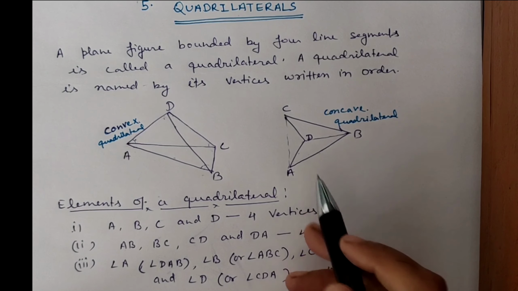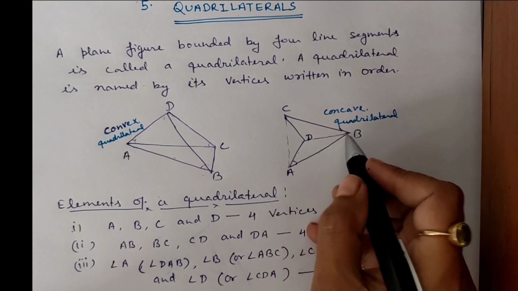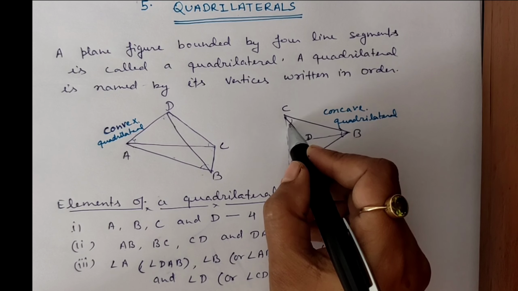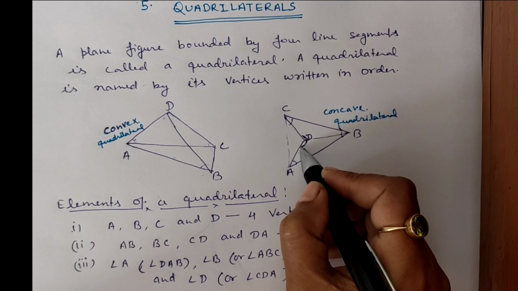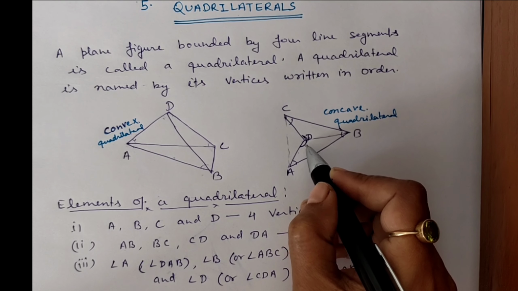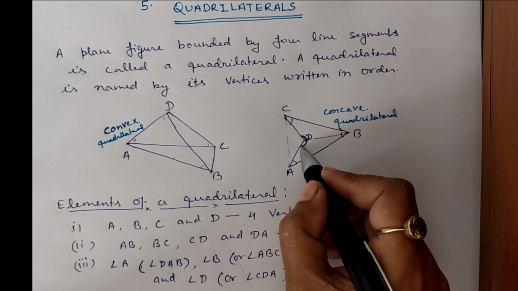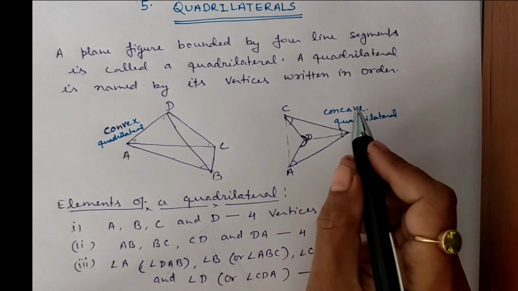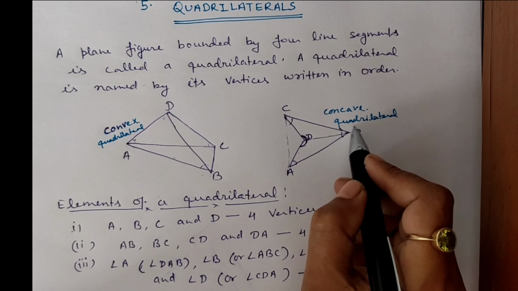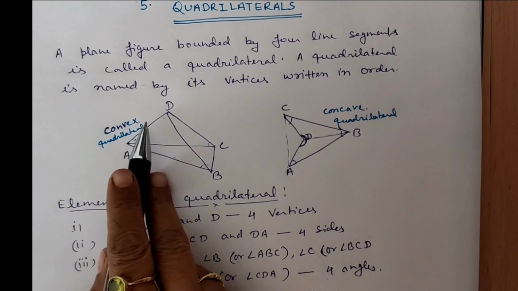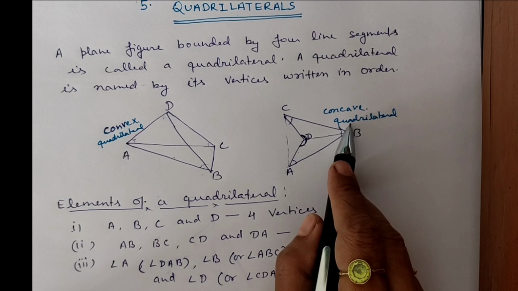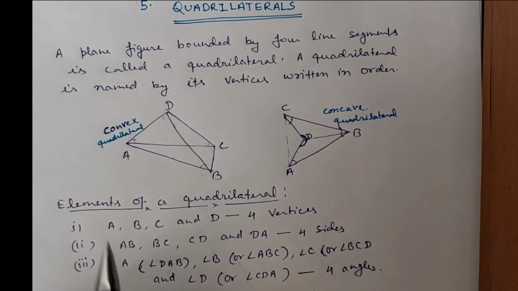Like in this case, you can see angles A, B and C are less than 180, but this angle D is more than 180 degrees. Therefore it is known as a concave quadrilateral. So this is the basic difference between a convex quadrilateral and a concave quadrilateral. I am once again repeating this.